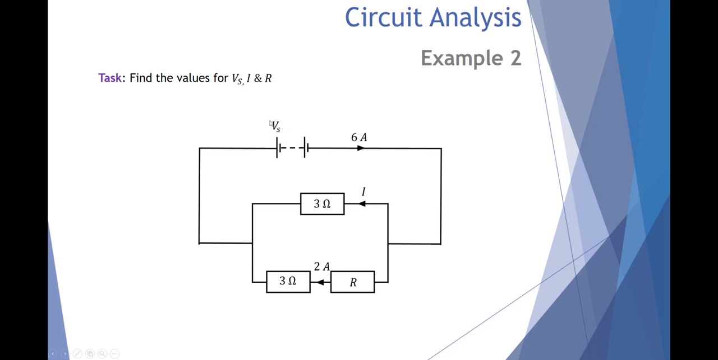This time we're trying to work out what is the supply voltage or the battery voltage, what is the current at this point, top branch of our parallel, and what is the single resistor on the bottom branch. So let's have a look.